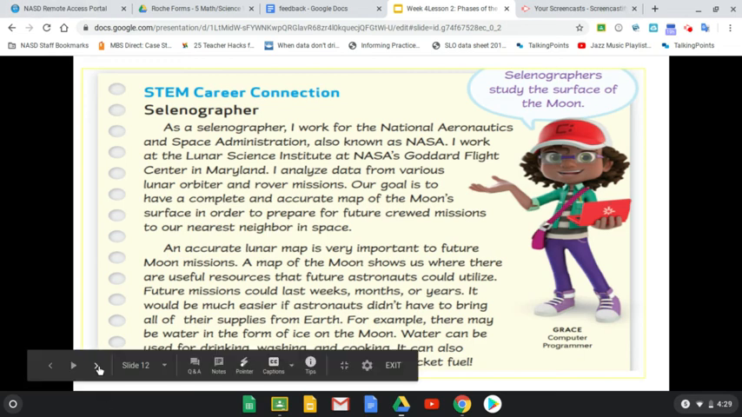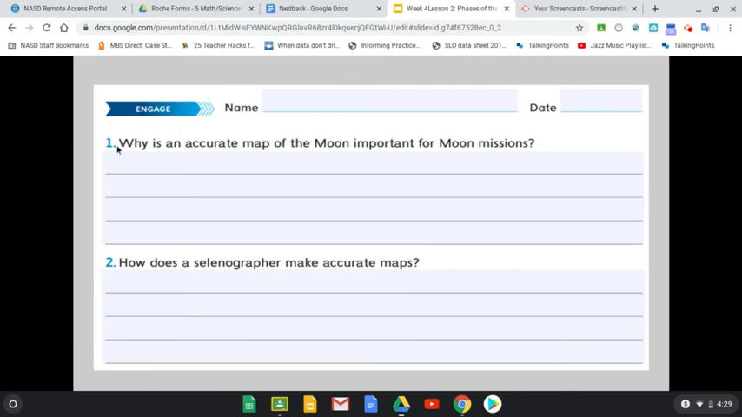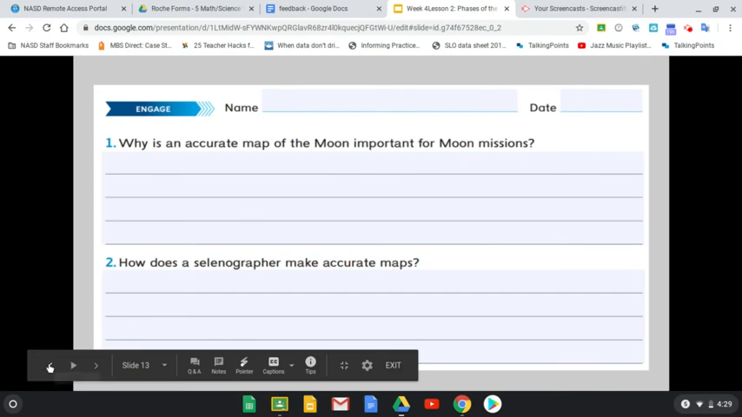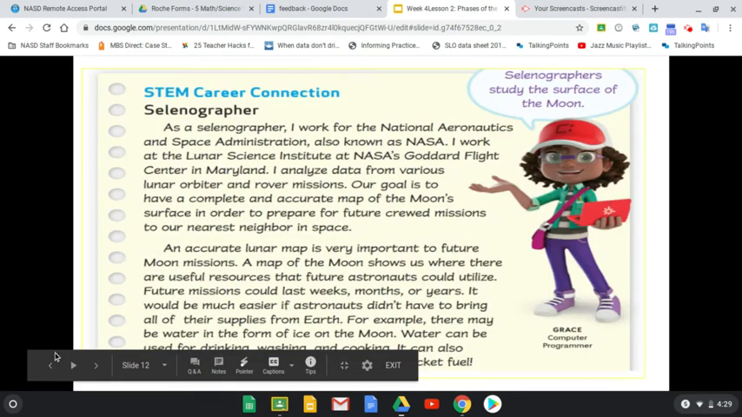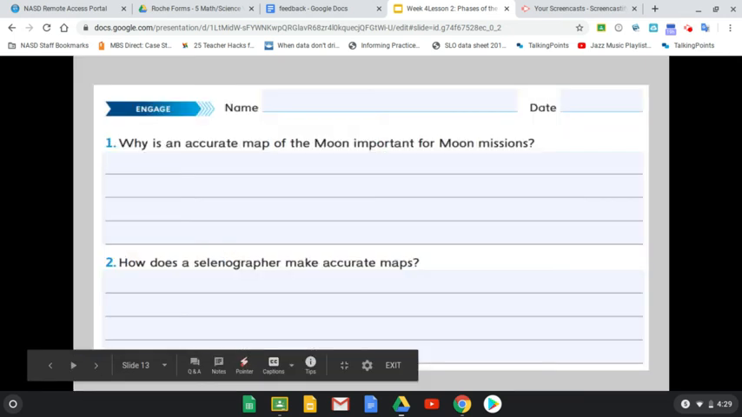Okay, so let's answer some questions based off what we've read. First question says, why is an accurate map of the moon important for moon missions? So let's look back in the text because we know we can find our answer in the text, okay? If you look at this first paragraph, the last sentence says, our goal is to have a complete and accurate map of the moon's surface in order to prepare for future crewed missions to our nearest neighbor in space, which is the moon. And so there you have it, boys and girls, our answer to the first question of why is an accurate map of the moon important?